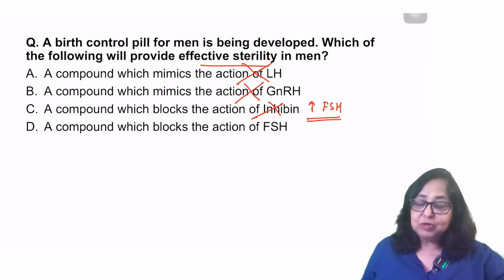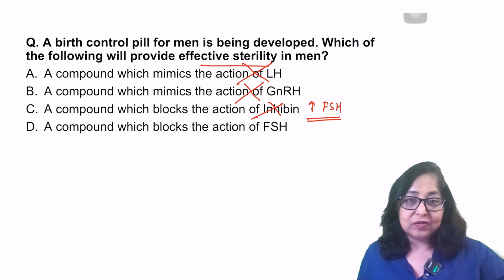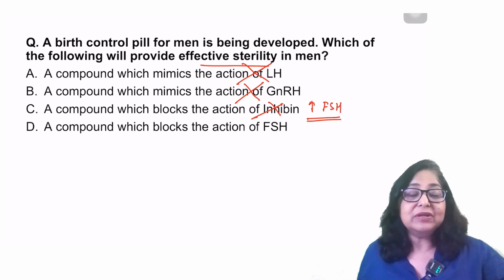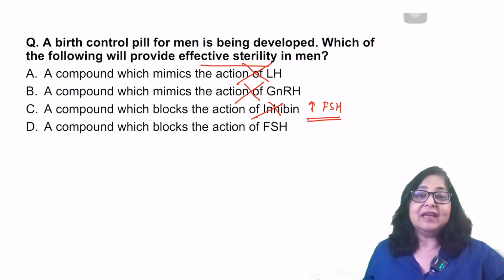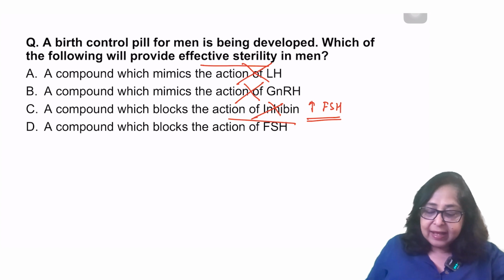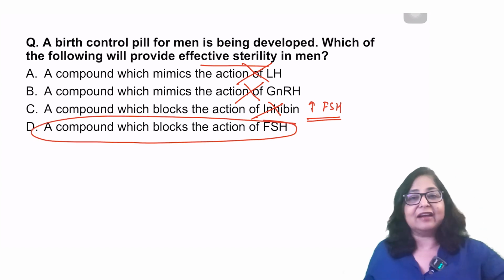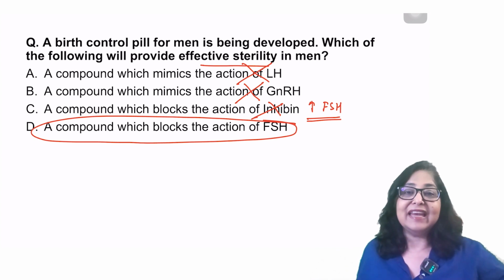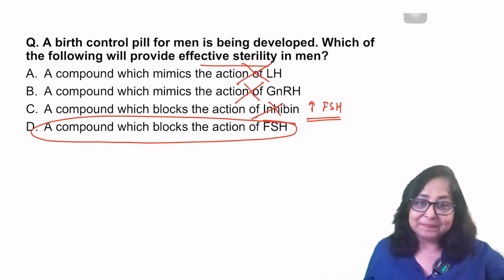A compound which blocks the action of FSH on the Sertoli cells. Remember, the Sertoli cells have a very important supportive role in the spermatogenesis. So if I use a compound which blocks the action of FSH, this will produce an effective sterility.